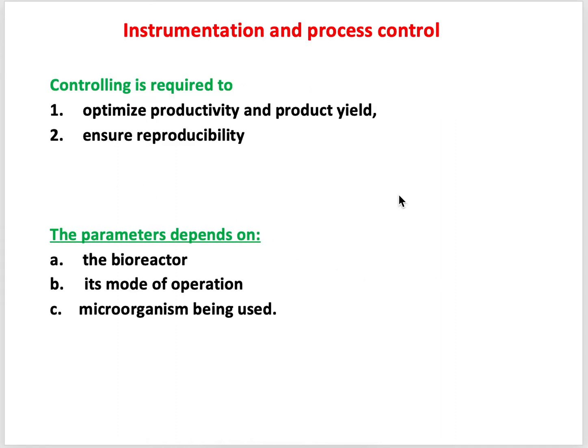Hello everyone. This is lecture 4 and this lecture is about instrumentation and process control of fermenter. So why is controlling the process important? Because it is required to optimize productivity and product yield and ensure reproducibility of the product. And the parameters which will be controlled in a fermenter depend on the bioreactor, its mode of operation, and the microorganism being used, which means the biocatalyst which is used in the bioreactor.